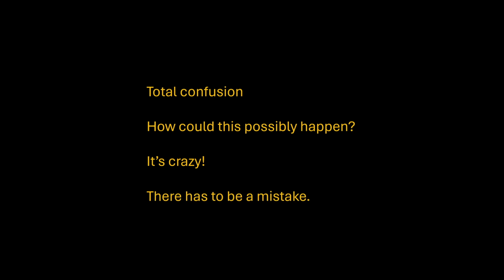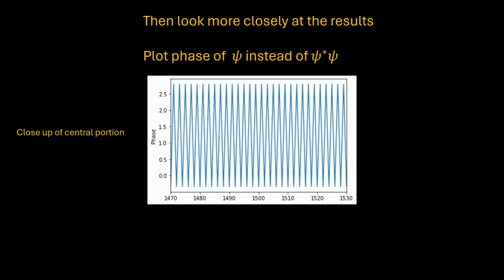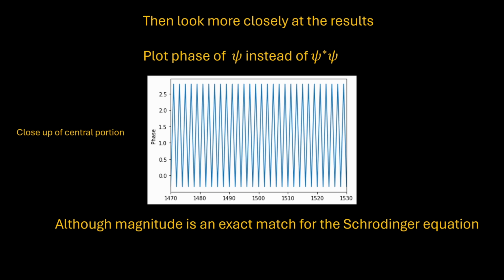I got the first indication of what was happening when I took a closer look at the results. Instead of plotting psi conjugate times psi, I plotted the phase of psi. Here we are looking at the central portion of the first eigenvector in the last diagram. In this close-up figure, it becomes apparent that although the magnitude squared is an exact match for the Schrodinger results, the phase is alternating from FR to FR by pi radians.